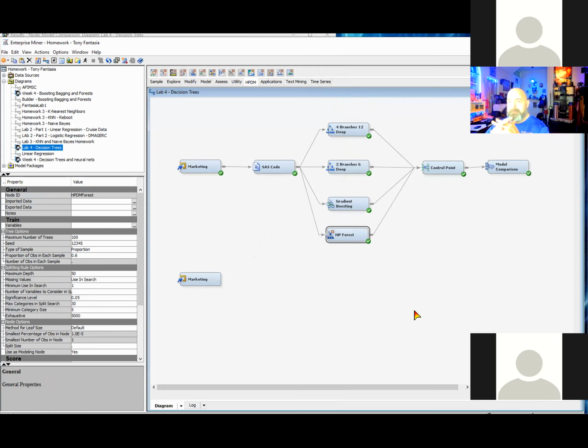Mine is set up like that, except I don't think it matters, but I only connected the decision trees to the control point. And then from the control point, I connect. So the gradient and the HP forest are not connected to the control point? Correct. But I don't think that matters because either way, they're still going to run. They're still going to be comparison time. Okay. Well, I'm not gonna fret too much over that number 3.